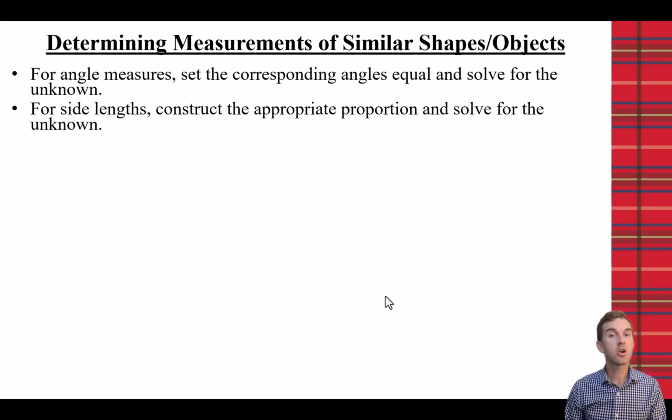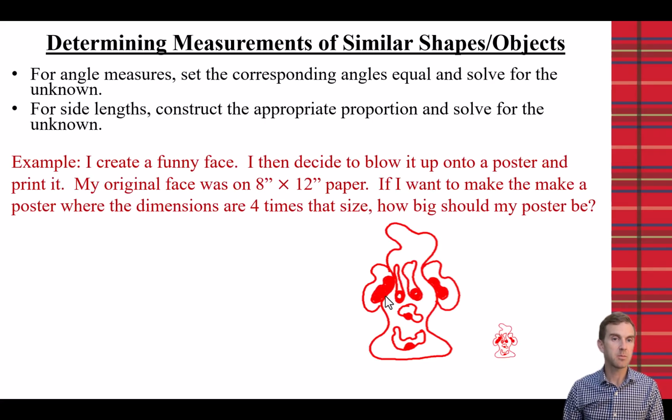Now, if I want to determine measurements, for angle measures I'm going to set the angle measures equal to one another and solve for what may be unknown in my image. For side lengths, I need to use that scale factor and set up a proportion to solve for that unknown. So let's look at an example.